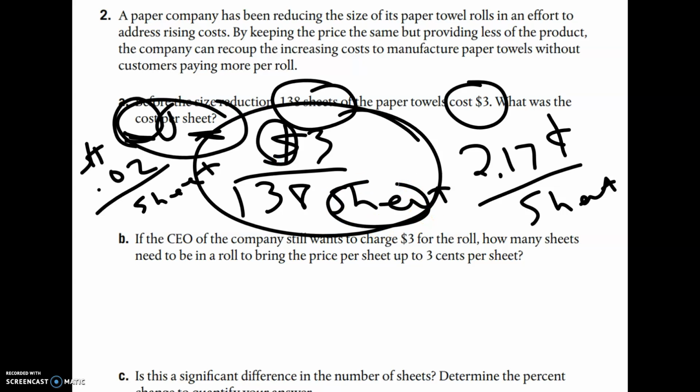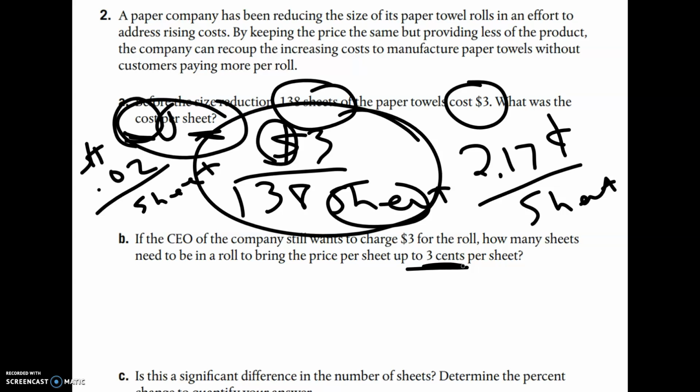The next one says they want to charge $3 for a roll. How many sheets need to be there to bring the price up to 3 cents per sheet? Now, the numbers are pretty friendly here, so some of you might just intuitively know. Some of you might be like, well, if I have 100 sheets times 3 cents, that's $3. So you might just get 100 that way.